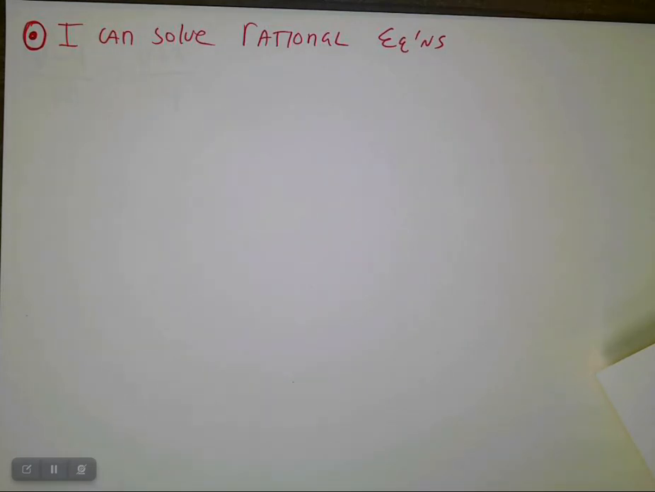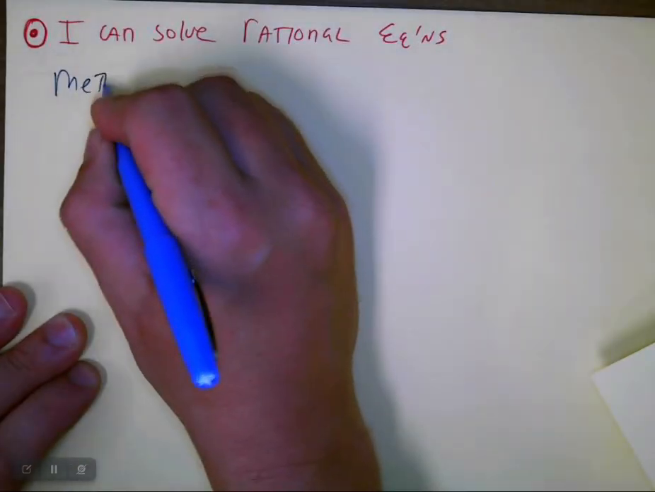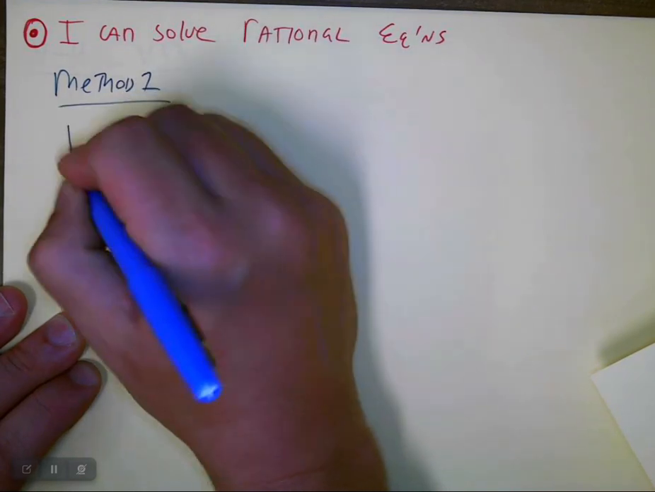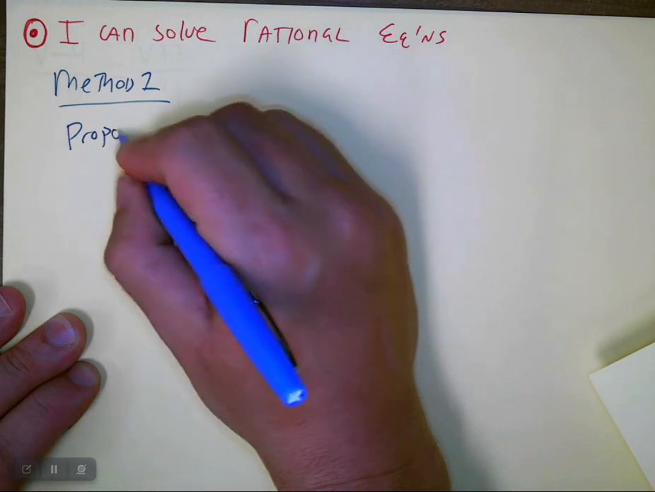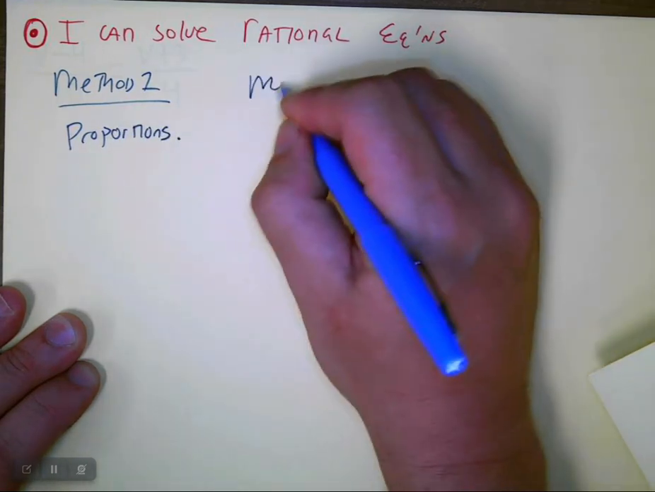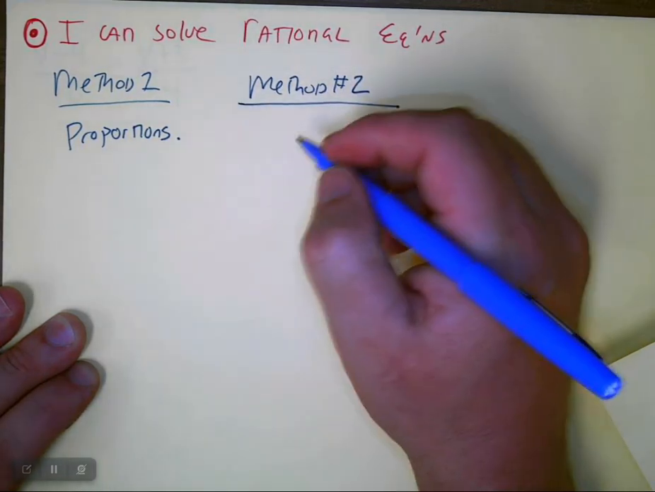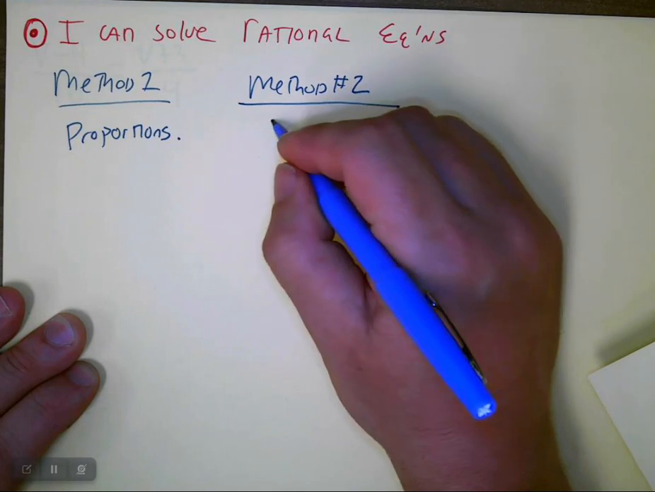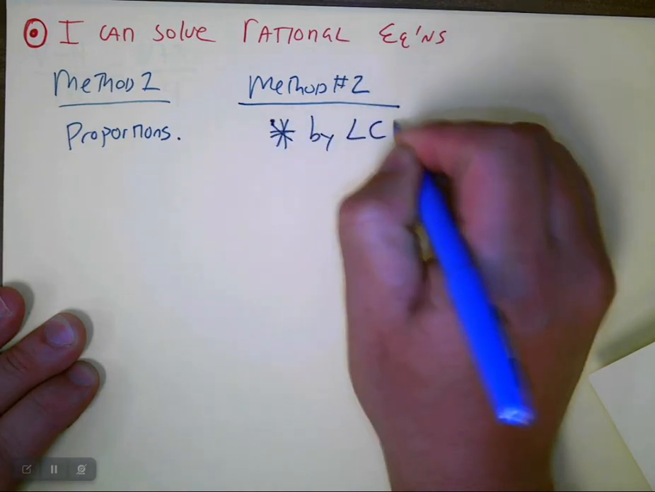Today we're going to learn about solving rational equations, and there's a couple ways to do this. There are two methods. Method number one: it's a proportion. Remember that? You cross multiply and solve. Method number two: you multiply by an LCD.